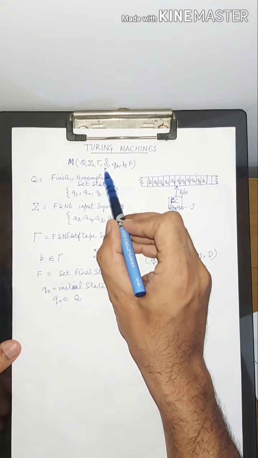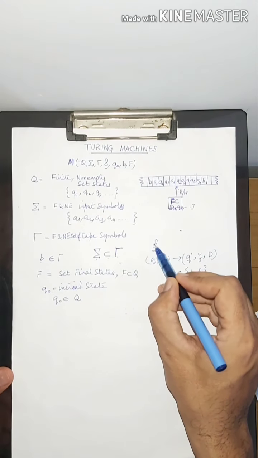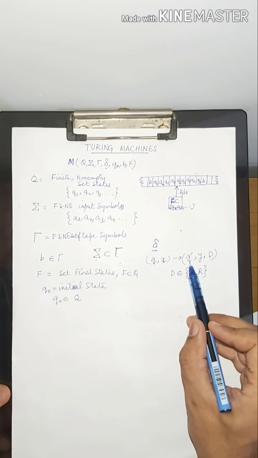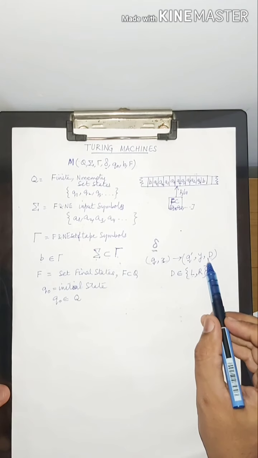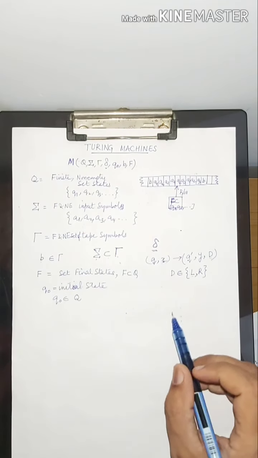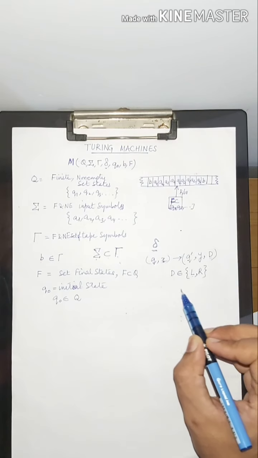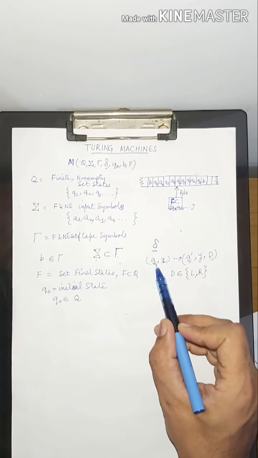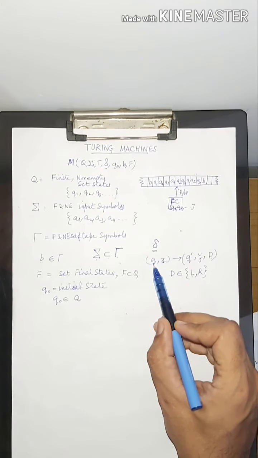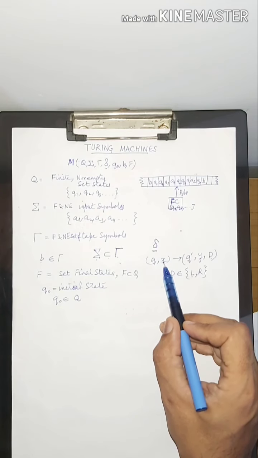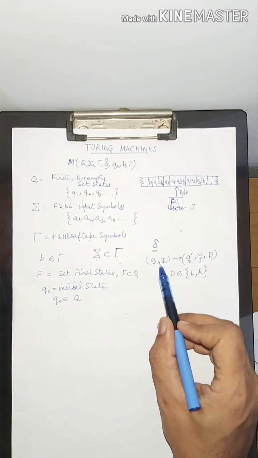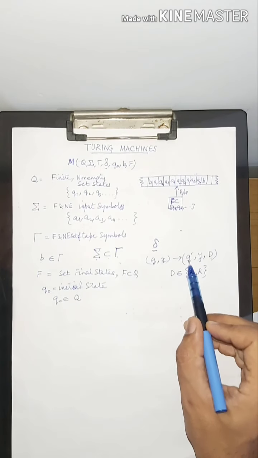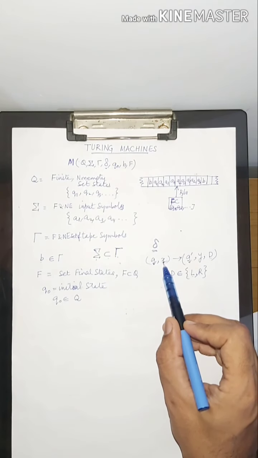And in the last you have delta. Delta here also is a transition function, which is a mapping from Q×X to Q' × Y × D. Of course it's a transition function, but it has a little difference from the transition function which was used in finite automata. So it is a mapping from Q×X. Q is a state, X is the input symbol.